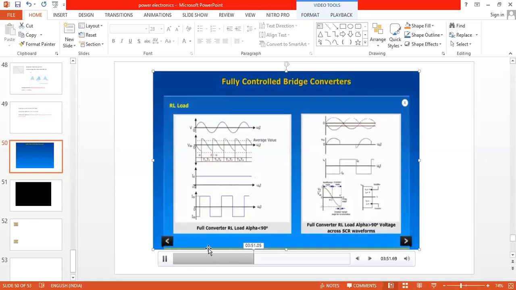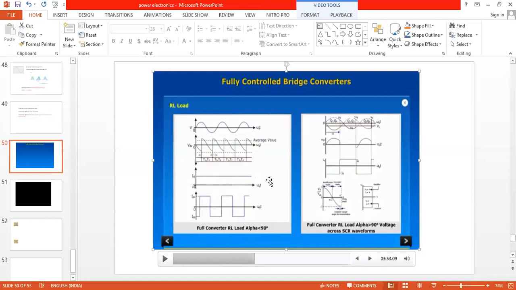Okay, here they are explaining only one point. If alpha is greater than 90, what will happen? Minimum energy is transferred to the load. So no need to draw this particular graph, only mention this point, because in RLE load we'll discuss it later on. This particular graph explains that it operates as a rectifier, converting AC to DC, and it can even operate as an inverter, converting DC to AC, because the output current is DC.